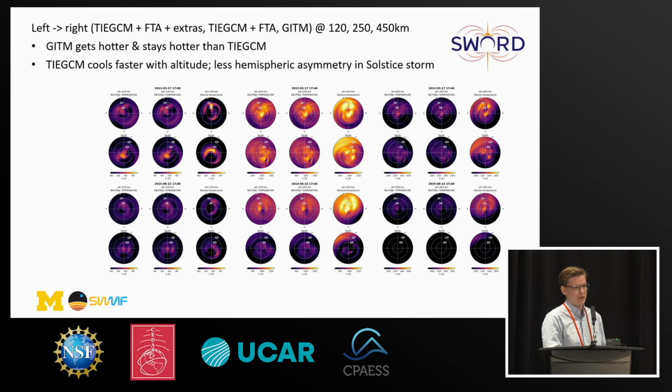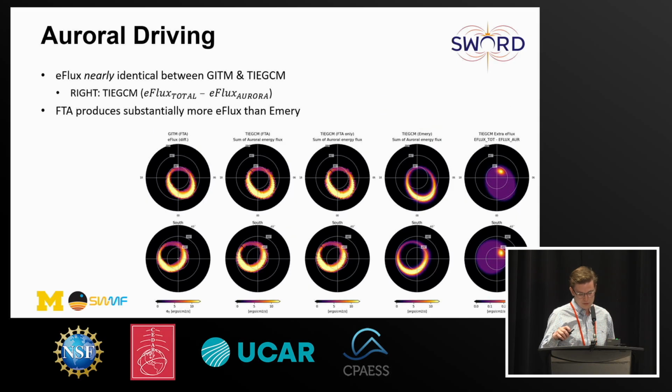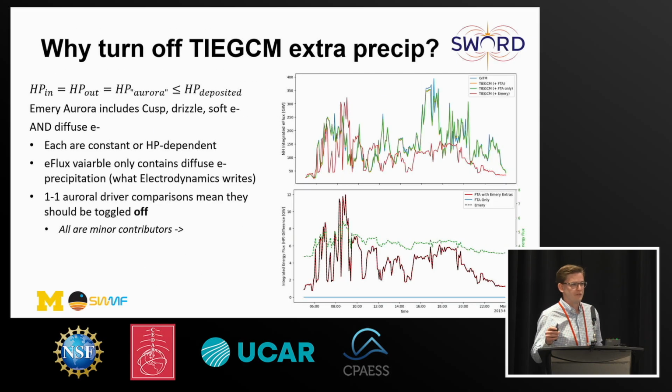No, that's a great question. And that's one of the reasons that we decided we need to use the exact same empirical models, because we need that one-to-one comparison, because we know that there's all of this uncertainty floating around. If we go back to the hemispheric power, for instance, it's wildly different with Emory and with FTA.